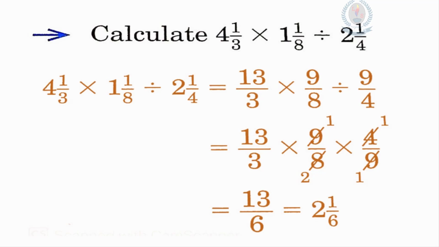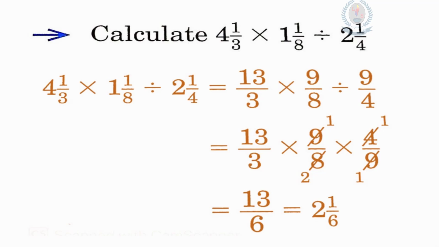So the first fraction numerator and the second fraction denominator can be simplified by 9, and the first fraction denominator and the second fraction numerator can be simplified by 4. So I have got the answers 1 multiplied by 1 and 2 multiplied by 1. Now I have got all these products. And now I am thinking about the first fraction 13 by 3. Whether I can simplify with these products?